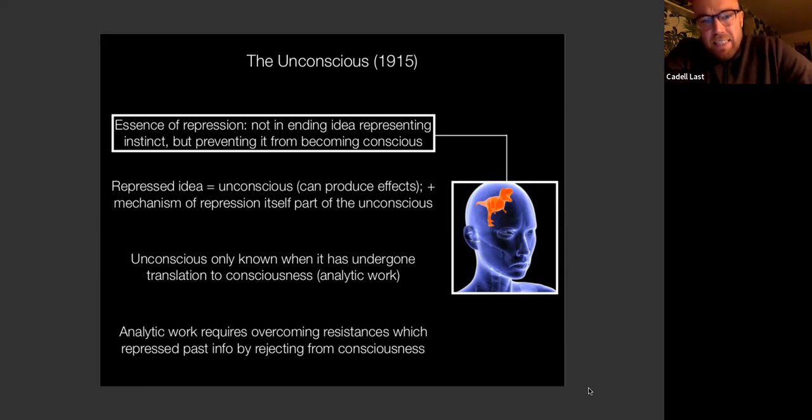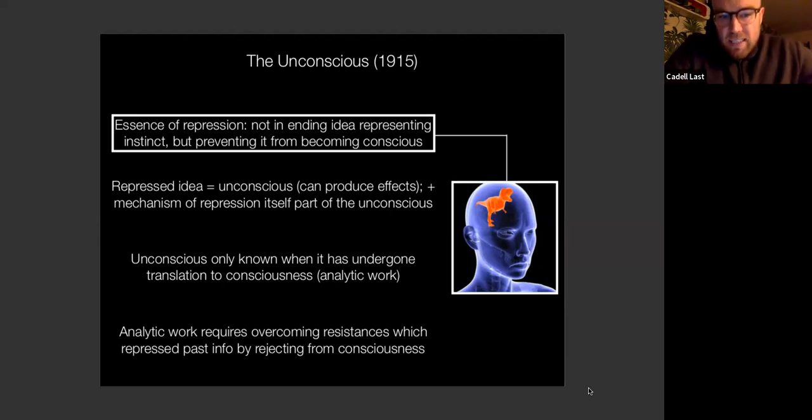So the repressed idea is linked to the unconscious and can produce effects in the preconscious and conscious systems. But the weird thing, and in some sense the difficult thing about our minds, is that it's not only the repressed ideas which are unconscious, but also the mechanism of repression itself is unconscious. Not totally, but in part. And that straddles the line between the preconscious and the conscious. And we're going to go into some of the ways in which that works.